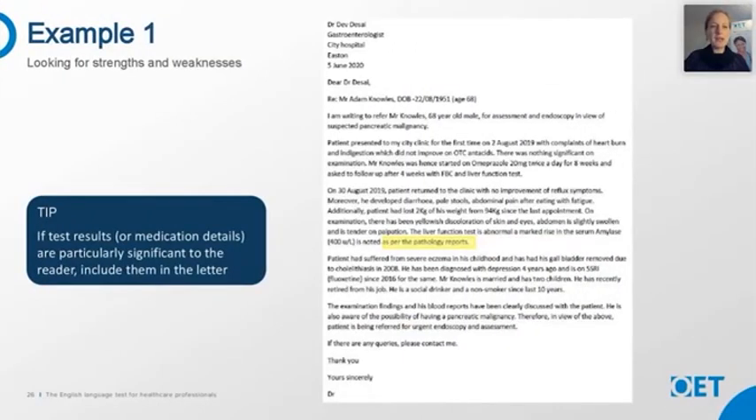So another tip, if the test results, or it could be medication details, it's not always test results, as it is in this case, are particularly significant to the reader and their understanding of the situation, or their ability to continue care for the patient, you need to include them in the letter. Don't use phrases such as per the pathology reports, or the test results are attached in these cases.